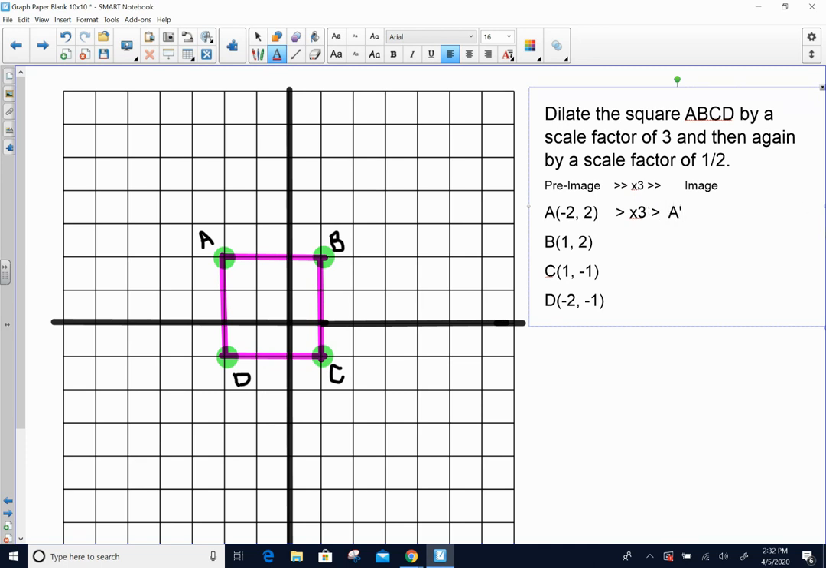So my new point, my A prime: if I take negative 2 times 3, well, 2 times 3 is 6, and a negative times a positive gives me negative 6. You do the same thing with your y value. You take 2 times 3, that's 6, and they're both positive, so my answer stays as positive 6. I'm going to do the same thing here. I'm going to multiply everything by 3.